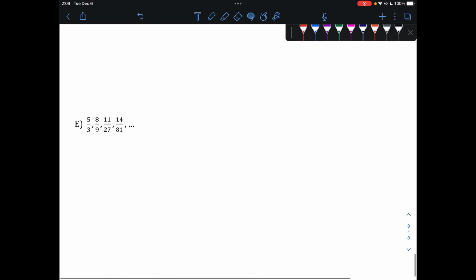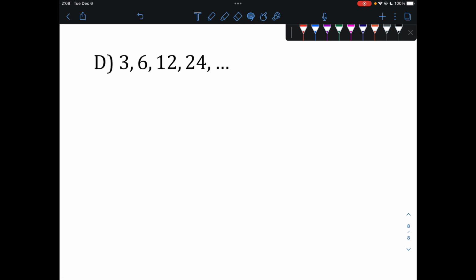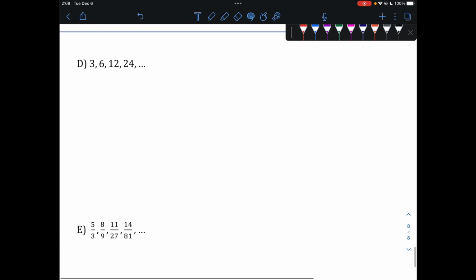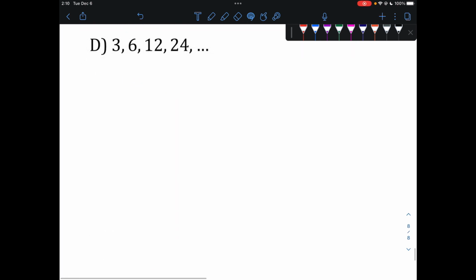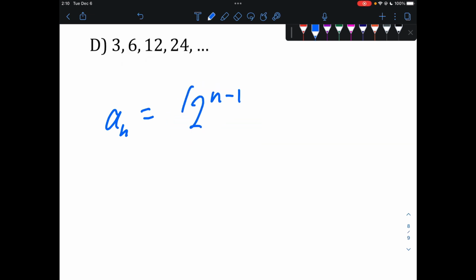All right, questions. We got 2 more here, right? Question D. So this one we would call geometric, or as we called it earlier, exponential. But in the sequence world, we call it geometric. We're multiplying by 2 each time, right? So what we're going to do here is go a sub n equals 2 to some power. Let's call it n minus 1, because for the first term I want this to basically cancel out, and multiply it by the first term, which is 3, okay?